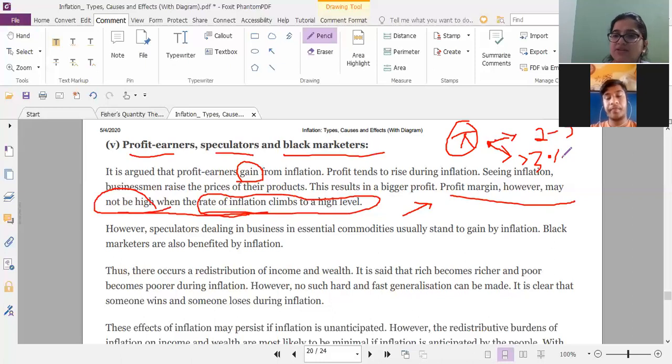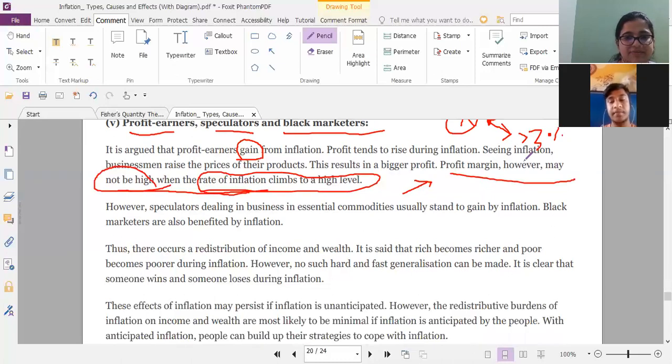And above, in fact, 6% or 7% is really bad, we can say worst for the economy, right? This thing you should remember: inflation is both good and bad, but it depends on the range or the percentage of inflation. Up to 2 or 3% inflation is always good, but above 3% is bad, right?